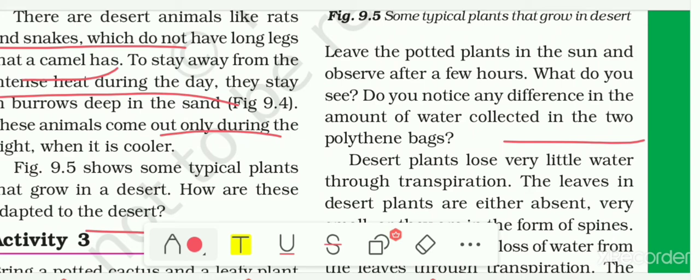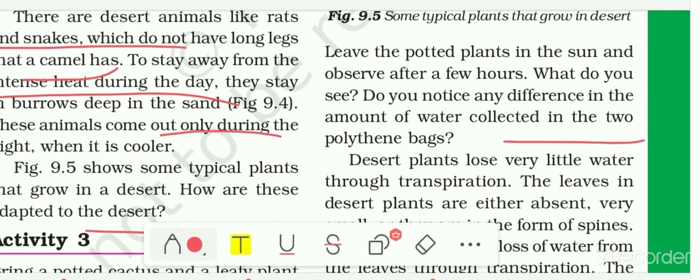After the activity, you have to notice what happens to these two plants and answer: do you notice any difference in the amount of water collected in these two polythene bags? If you perform this activity, you will find that the polythene tied on the cactus plant has fewer water droplets on its inner surface as compared to the polythene on the other plant. That means you will find less water in the polythene tied on the cactus plant. So we can say that plants that grow in the desert lose less water through transpiration.